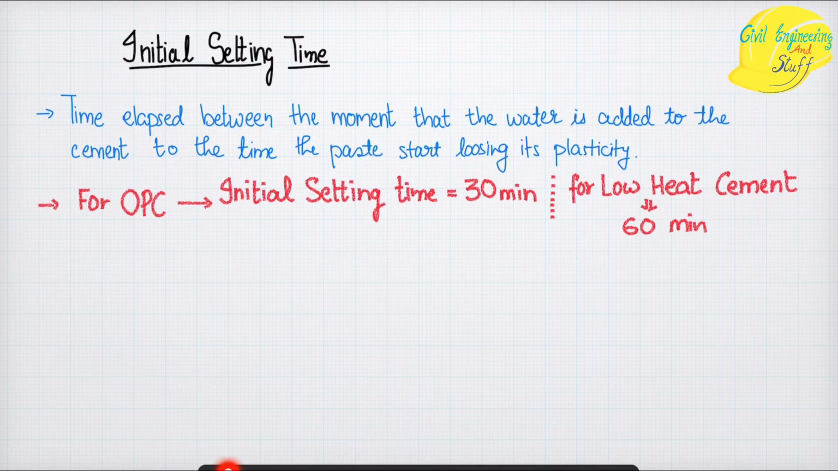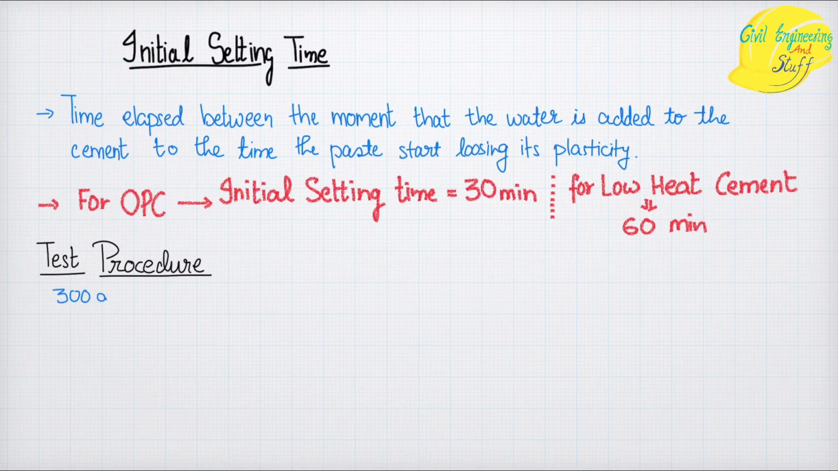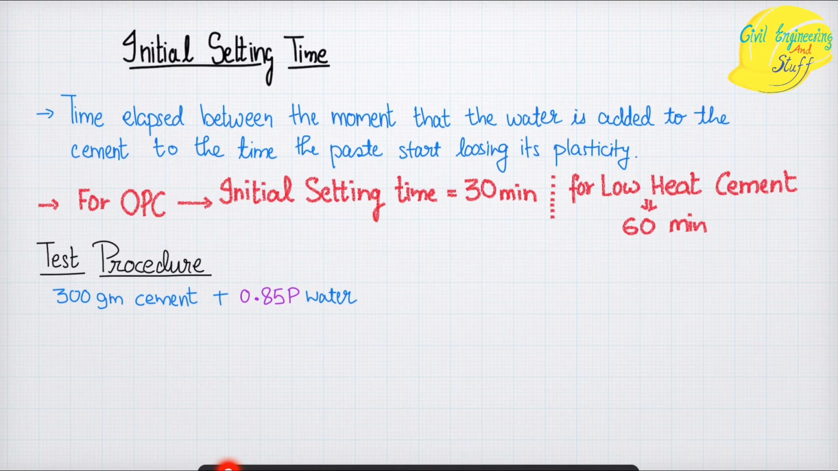Right. Now, in brief, let us discuss the testing procedure. We take 300 gram of cement and we add 0.85 P water. P is the quantity of water that would have given us the consistent cement paste, right? So we take 85% of that water and mix it with 300 gram of cement.